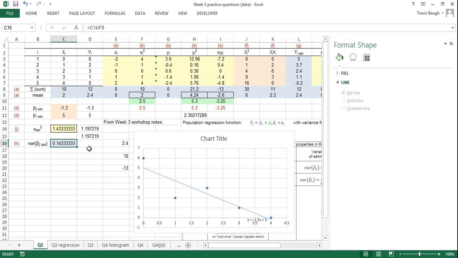This number here is the estimated variance of the slope in repeated samples, and again we can take its square root to get the standard error, which is the standard deviation of that estimate. And so if we took repeated samples, this number here tells us that the standard deviation of the estimates we would get for B2 would be roughly 0.4. We'll talk more about that in week 4, but for now that is question 2 covered.